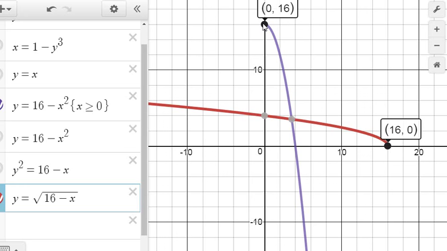Well, the range is the y values. So the y values, what did they peak at? What was the maximum? 16. So all the way down to really negative infinity. So negative infinity to 16.